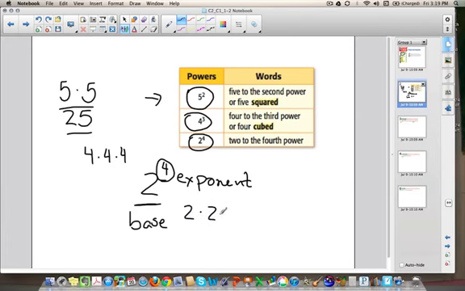So remember, this is 2 times 2 times 2 times 2. It is not 2 times 4. That is not what this means. It's 2 times itself 4 times.